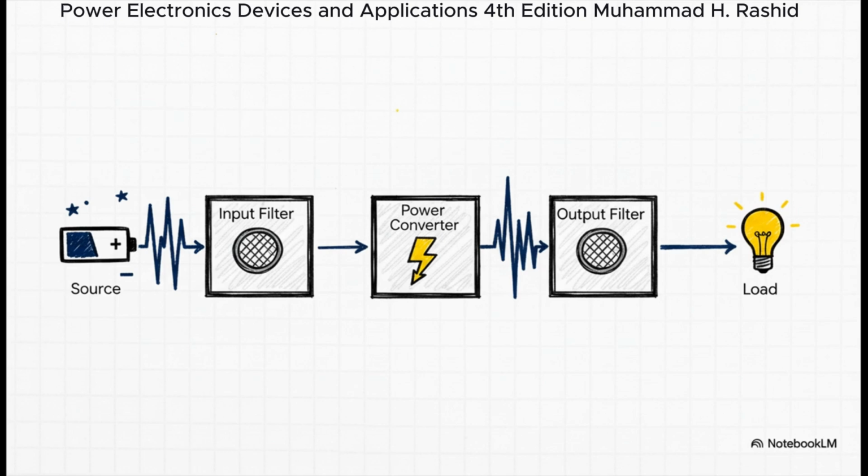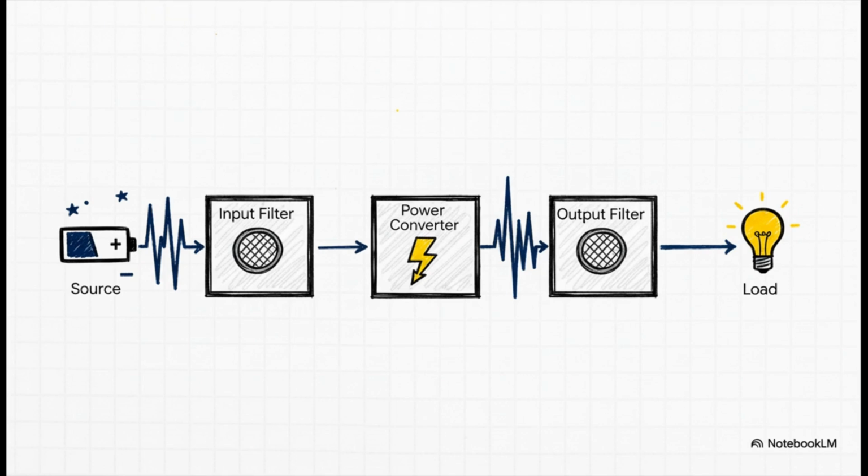So what about those other two blocks, the filters? Well, their entire job is to be the cleanup crew. They take all that messy stuff from the converter and smooth it out so the source and the load see a much nicer, cleaner signal.